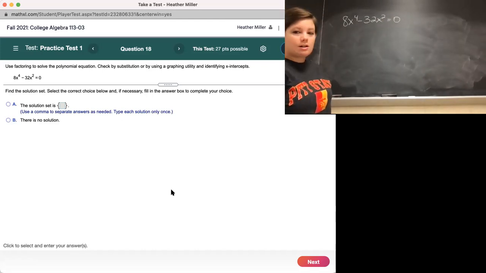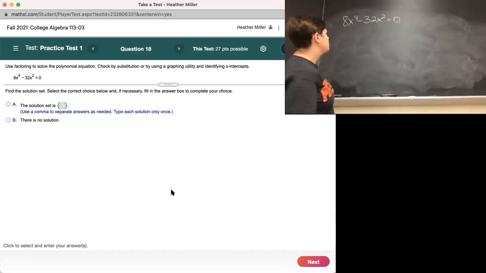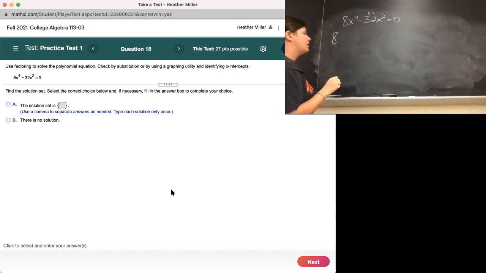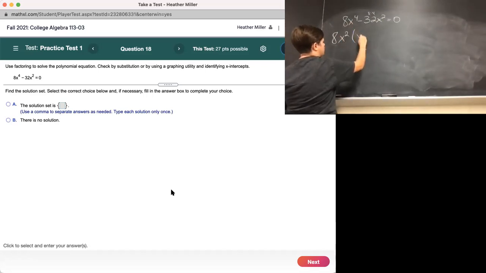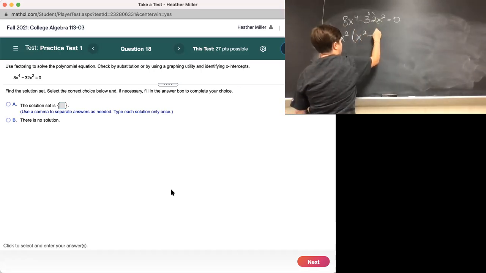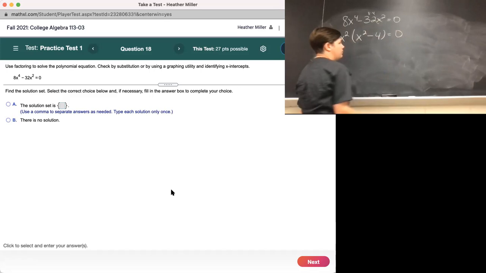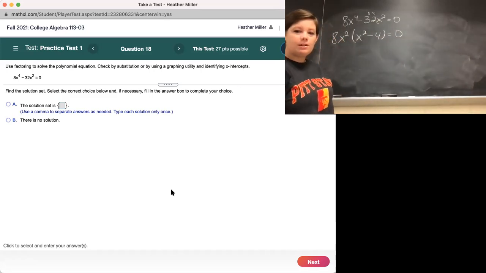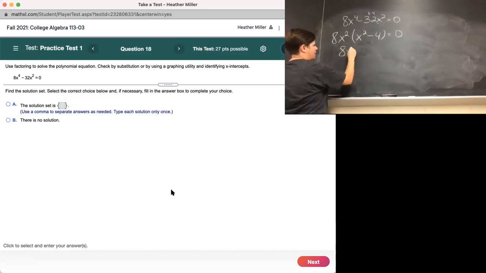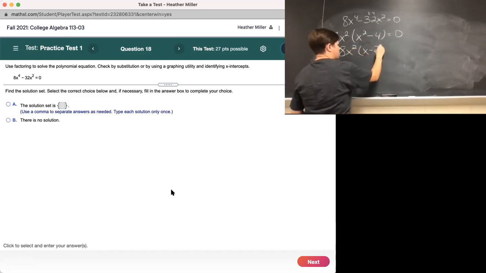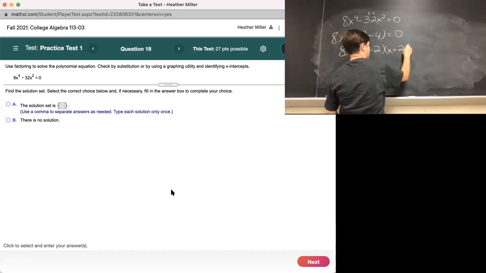Well, the first thing I would look at is the numbers, 8 and 32. Well, 32 is 8 times 4. So I know I can pull out an 8, and then I look at my variables, x to the 4th and x squared. I know I can pull out x squared. That leaves me in the first one with just an x squared, and the second one with just a minus 4. When you are doing these problems, you typically know that you've done them correctly if you get a difference of squares. That's kind of the goal. So that would be 8x squared, x minus 2, x plus 2 equals 0.